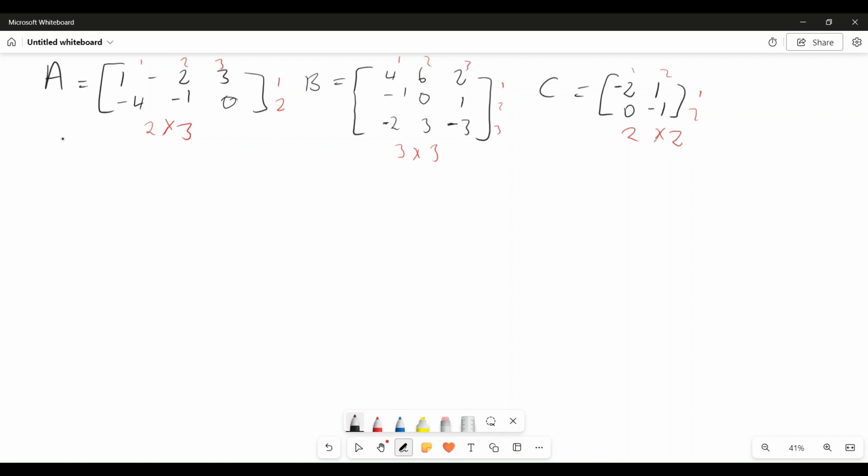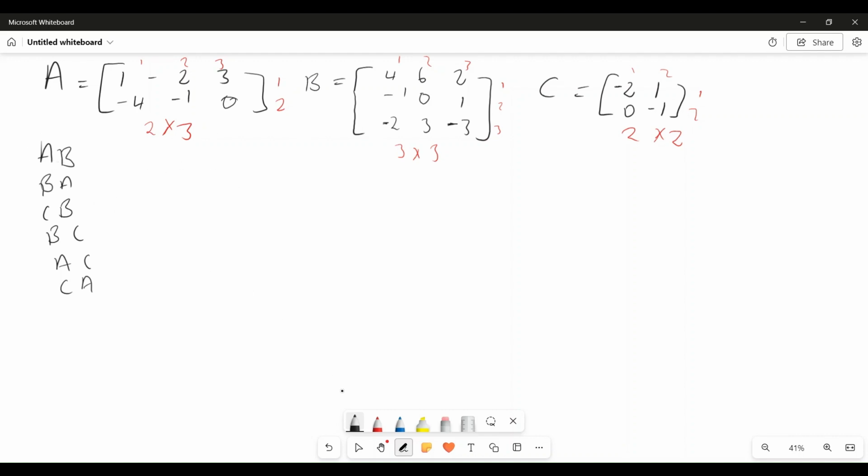Okay, so now can we compute the following products? AB, can we compute BA? Can we compute CB? Can we compute BC? Can we compute AC and CA? Yeah, those should be enough examples to clarify how we do products of matrices. So now let's start off with AB.